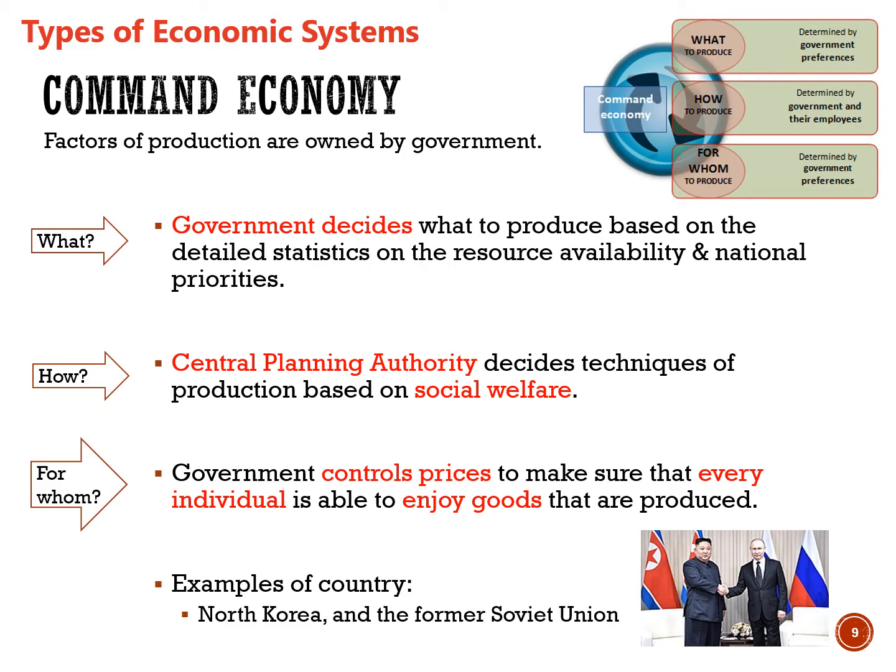Command economy is also known as planned economy or socialism. In a command economy, factors of production are owned by government. Therefore, government decides what, how, and for whom to produce. Government decides what to produce based on detailed statistics on resource availability and national priorities. The Central Planning Authority of the government decides techniques of production based on social welfare. Then, government controls prices to make sure that every individual is able to enjoy the commodities that are produced. Examples of socialist countries are North Korea and the former Soviet Union.